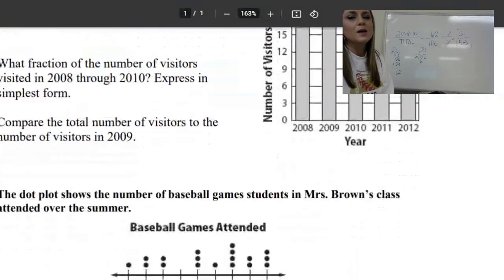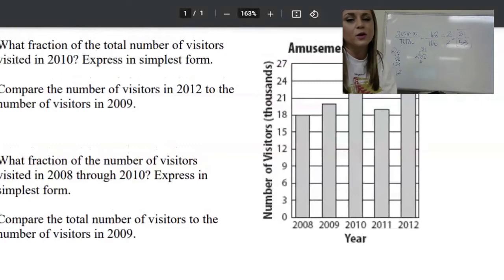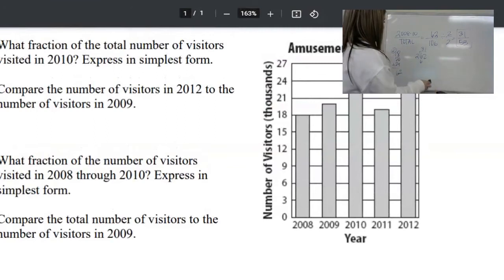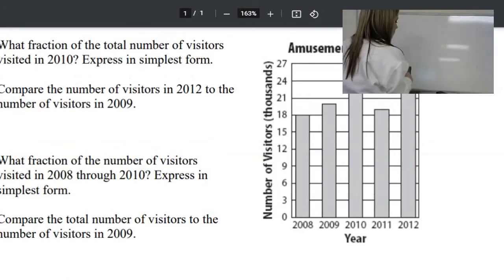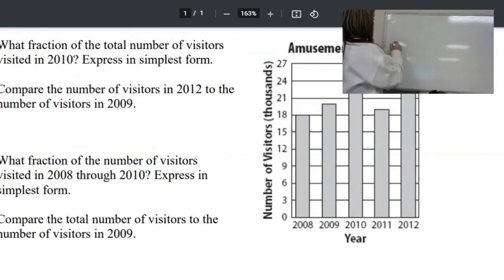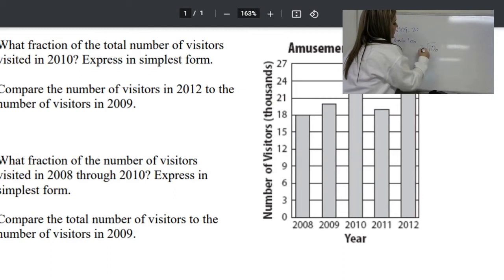Okay. They want us to compare the total number of visitors to the total number of visitors in 2009. So again, we know that this is just like that other one we just did. Okay, so we know the total visitors was 106, okay? And 2009, there were 20 visitors, 20,000 actually, okay? So we're going to do just like we did the other one. We're going to divide 106 divided by 20.